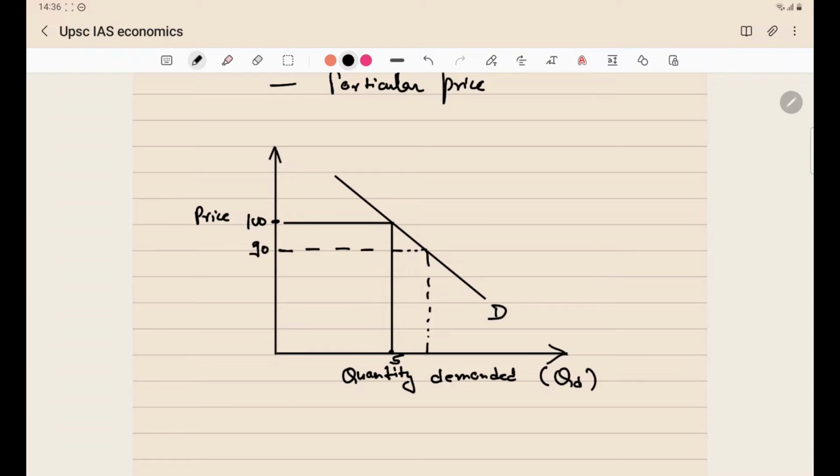Now suppose that at 90 rupees price you are willing to buy 7 kg of that particular commodity, because it is a psychological tendency to buy more at a cheaper price. This we have studied in law of diminishing marginal utility. क्योंकि जो additional quantity हम purchase करेंगे, it will give me lesser satisfaction. That's why I am willing to pay lesser price for that. Because additional units will give me lesser satisfaction, that's why I am willing to pay lesser for additional quantities.